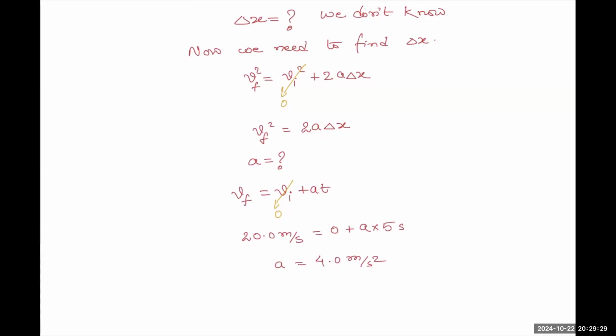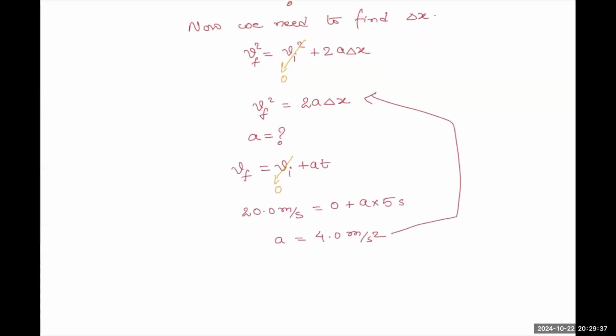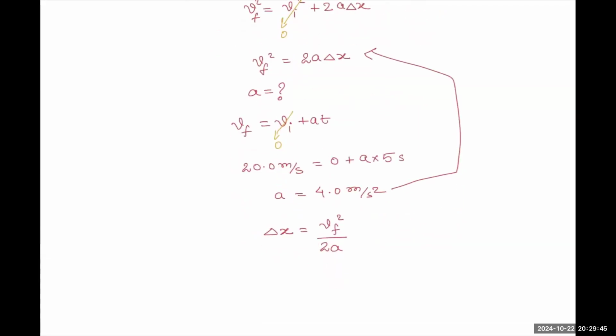So now I got my acceleration. If I substitute this here, my delta x in that condition would be Vf square over 2 times a. So my delta x is, what is my final velocity? 20.0 meters per second, whole square, divided by 2 times 4.0 meters per second square. So what will that delta x give you? What will the delta x be in these conditions?